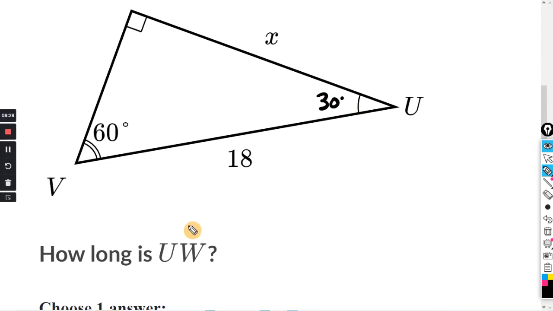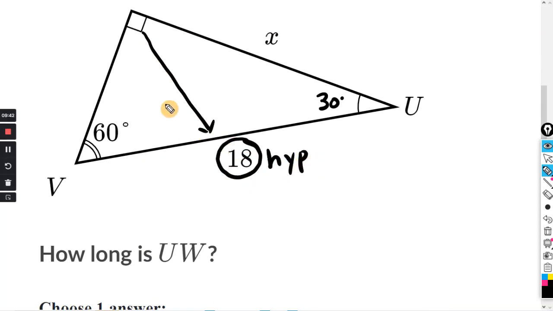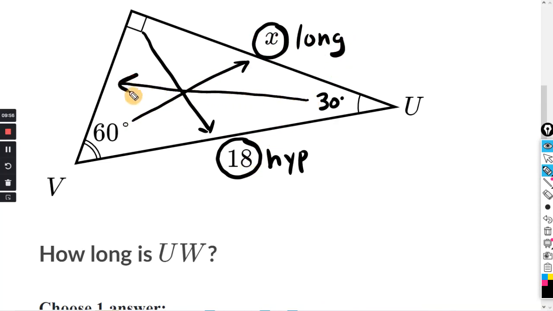Step 2 is to label the sides. If you go across from your right angle, that side length is your hypotenuse. If you go across from 60, that side length is your long leg. And finally, if you go across from 30 to the side, that side length is your short leg.